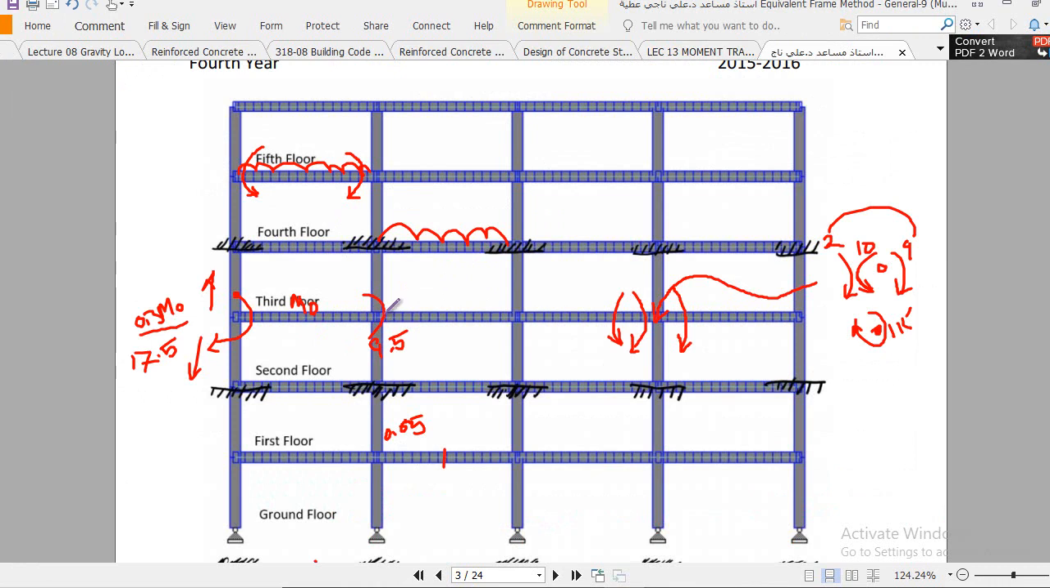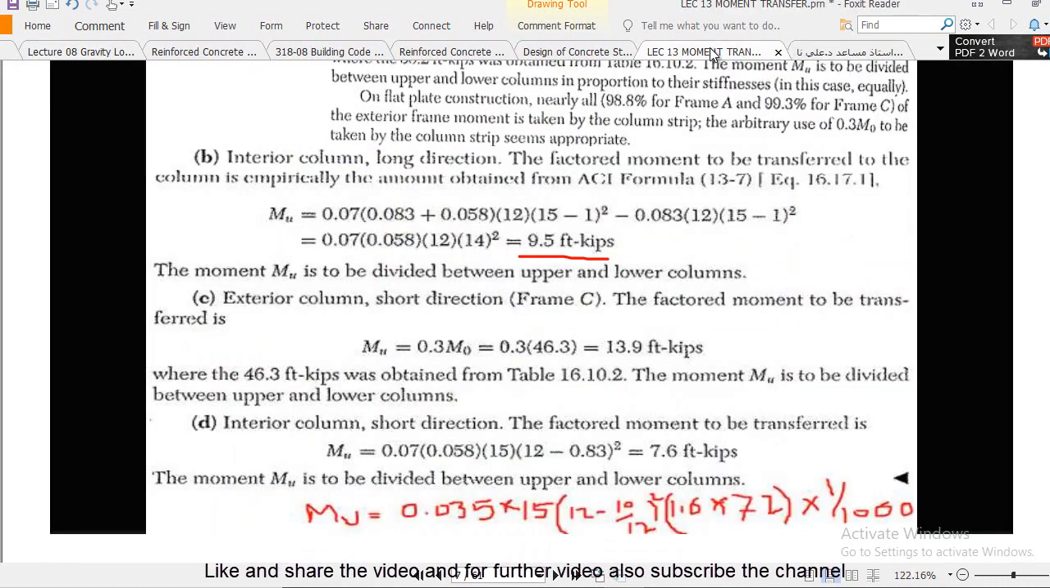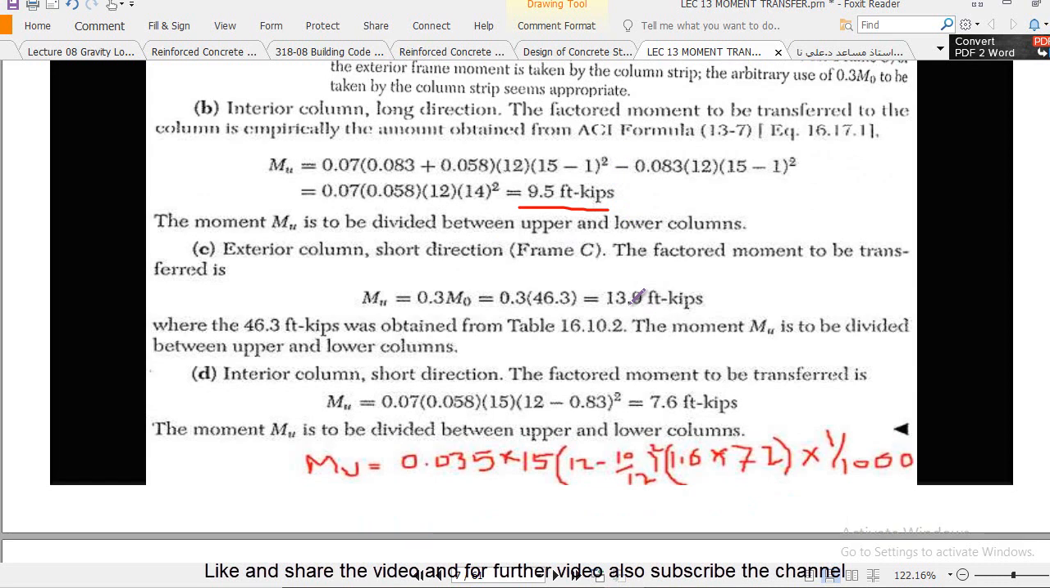Now this moment will be distributed to the top column and bottom column in view of the distribution factor, as you see here. How we can determine it, I thoroughly explained in lecture number 6.7, I think. You should remember that you have to start these lectures from lecture number 1. You must have a concept about the direct design method, then start from lecture number 1. If you watch these videos sequentially, you will understand these lectures.